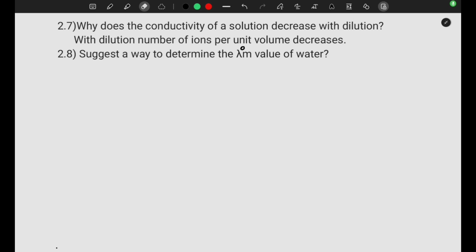Why does the conductivity of a solution decrease with dilution? We know conductivity is the conductance of unit volume of solution kept between platinum electrodes of unit length and unit area of cross section. So when we dilute the solution, the number of ions per unit volume decreases. As a result of this, conductivity of a solution decreases with dilution.